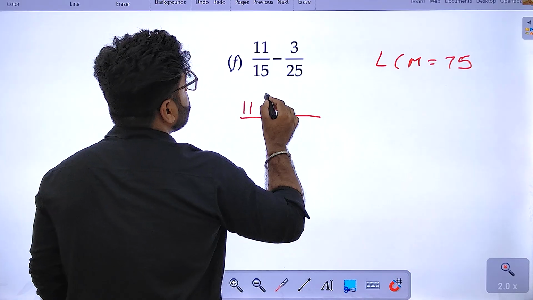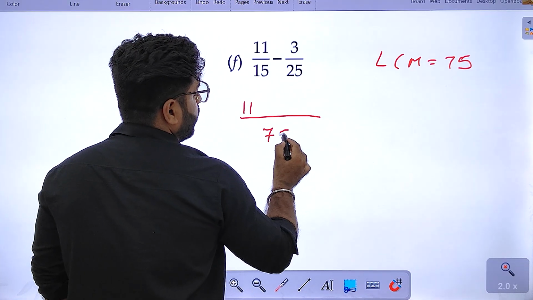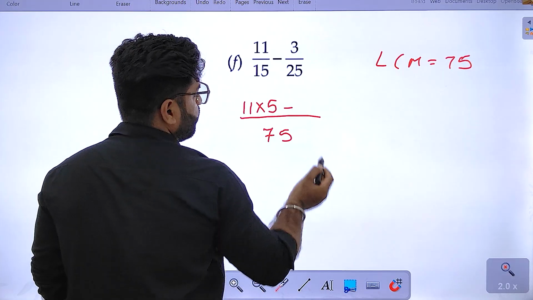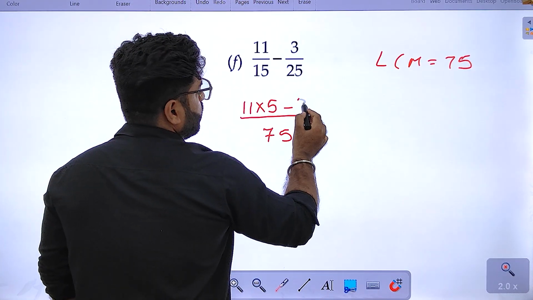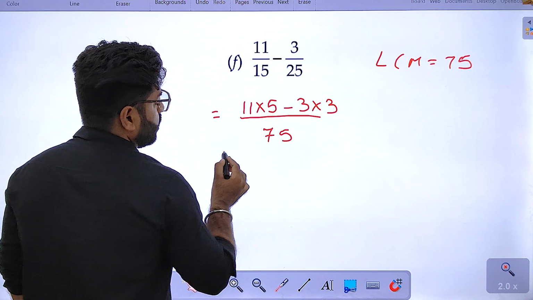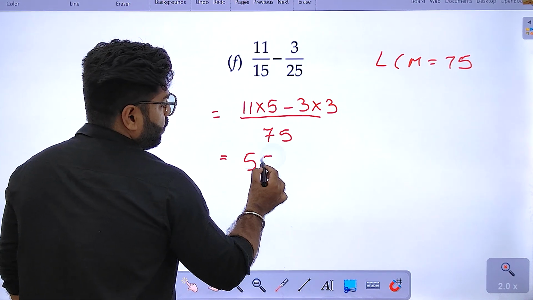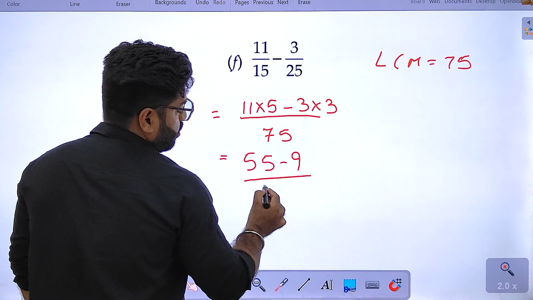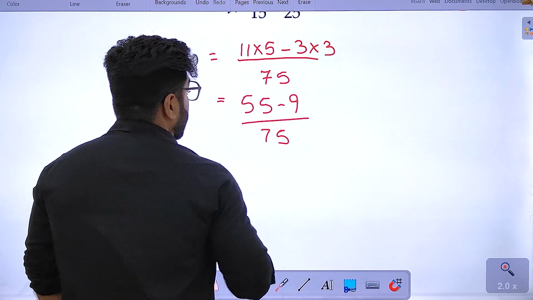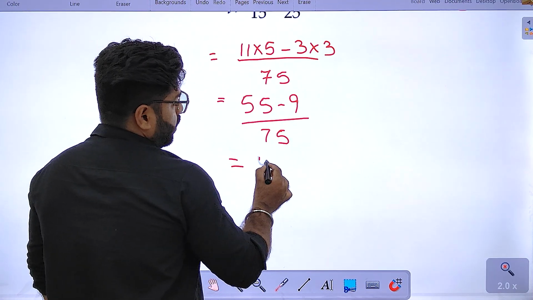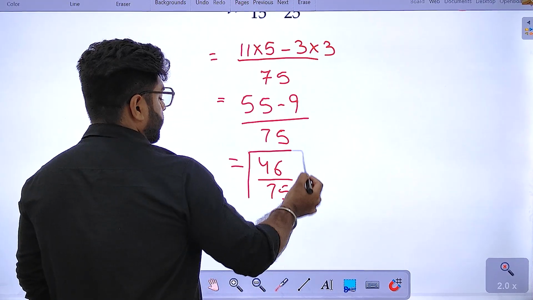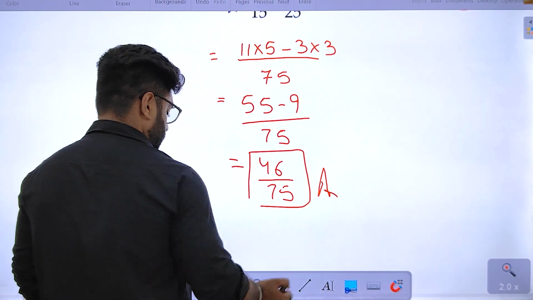So let's make, okay, I am taking denominator as 75. 15 5s are 75, so I am going to multiply it by 5, minus, and here we are having 25, 3s are 75, so I am going to multiply here by 3. So here we are having 55 minus 9 by 75. Again, this is 46 by 75. So this is our final answer.